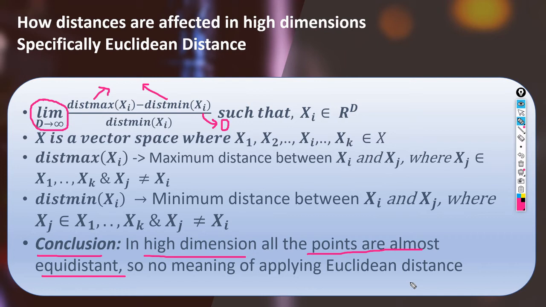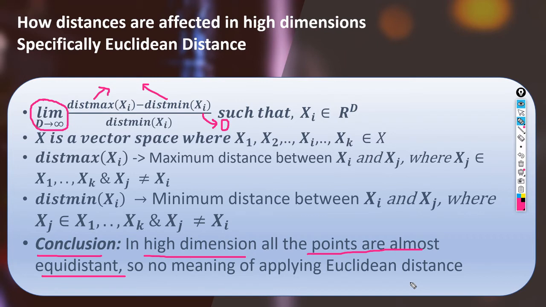But if all the vectors in the high dimensional space are equidistant, then what is the meaning of calculating the Euclidean distance? There is no meaning, right? All will be at equal distance. We cannot analyze the data itself, right? So this is one of the major problems in machine learning when we approach high dimension.